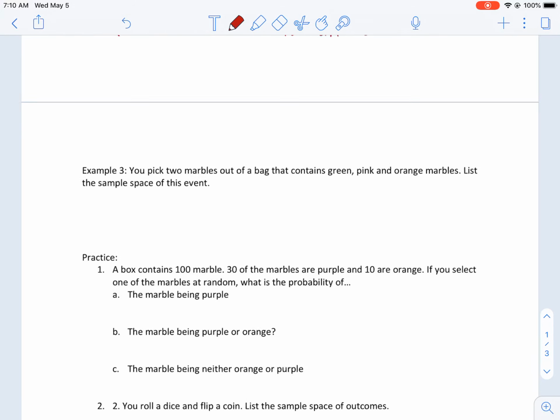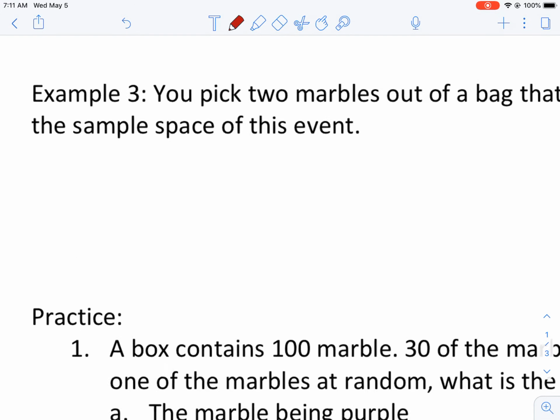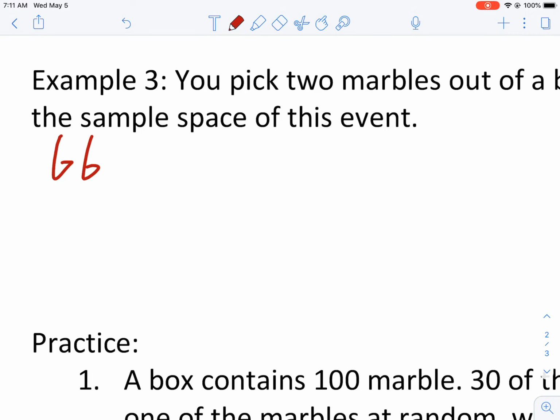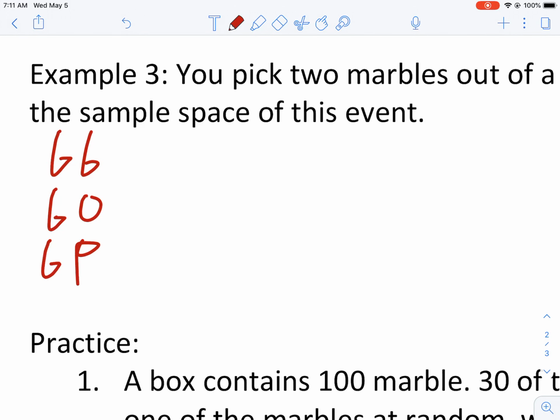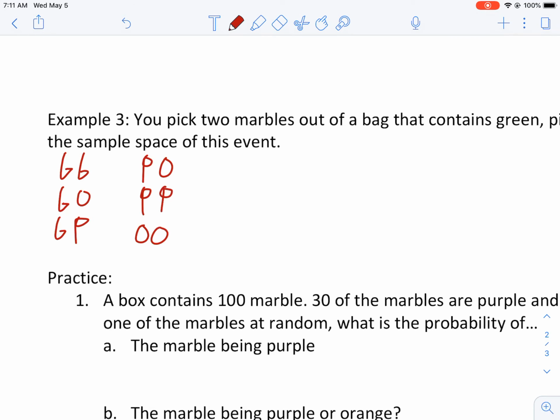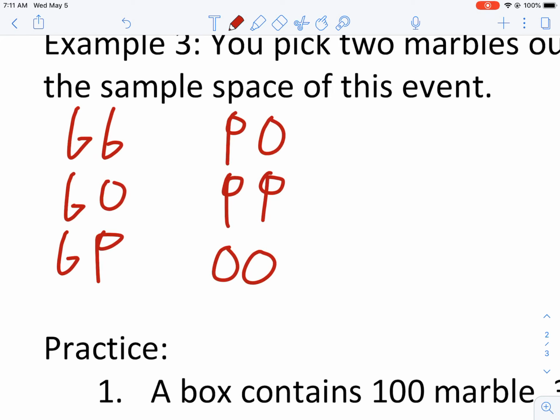So for example, you pick 2 marbles out of a bag that contains green, pink, and orange marbles. List the sample space of this event. So what are all the possibilities that you could get? Well, you could pick 2 green marbles, right? You could pick a green and an orange marble. You can pick a green and a pink marble. You could pick a pink and an orange marble. You can pick a pink and a pink marble, or you could pick an orange and an orange marble. So in total, there are 6 possible outcomes that you could get. And it doesn't say anything about order mattering or picking out one and then picking out another. So therefore, we don't need to say like OP is something different than PO, okay?